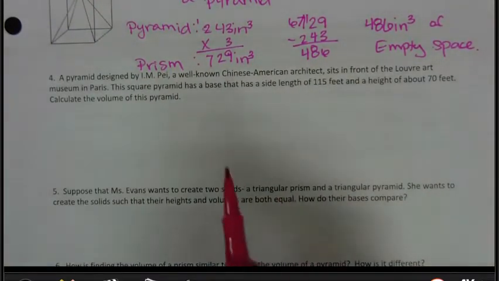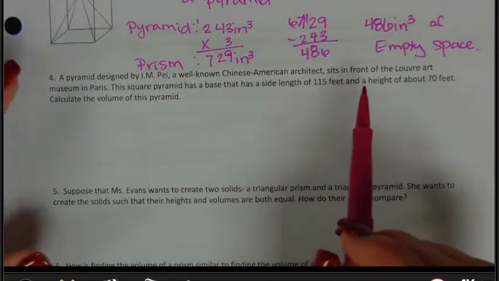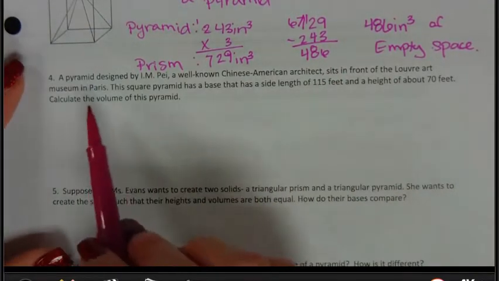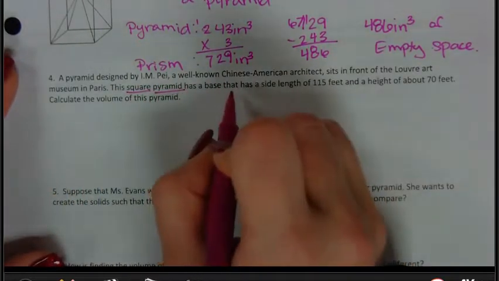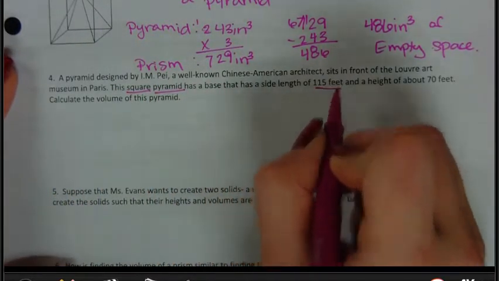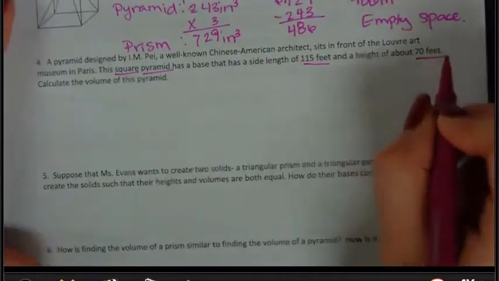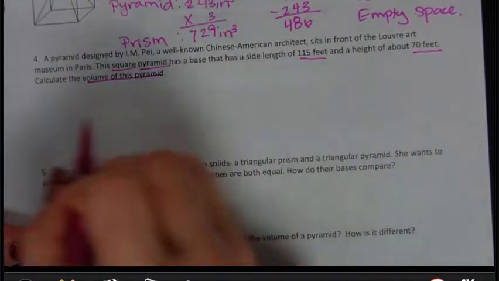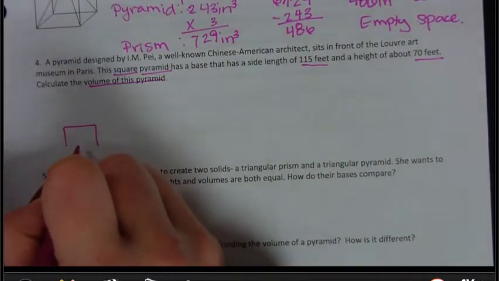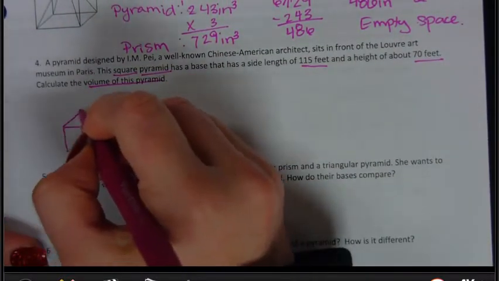A pyramid designed by I.M. Pei, a well-known Chinese American architect, is sitting in front of the Louvre Art Museum in Paris. The square pyramid has a base with a side length of 115 and a height of 70 feet. Calculate the volume of the pyramid. All right, so if we wanted to draw this out, I got myself a square pyramid here.